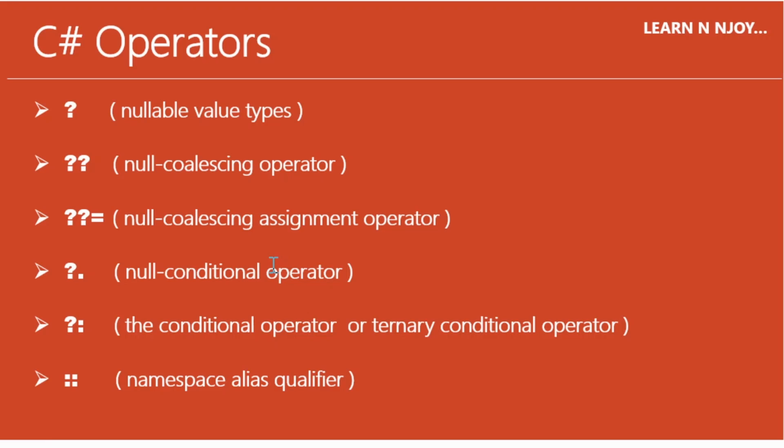Fourth, I will explain the question mark dot operator, how it handles the null value and helps us access member variables. Fifth, we will talk about the question mark colon operator, which is called either the conditional operator or ternary conditional operator. Finally, I will tell you about the double colon sign, the namespace alias qualifier. So what it is, what problem it solves, and how it can be used in a program. So let's dive into it one by one.